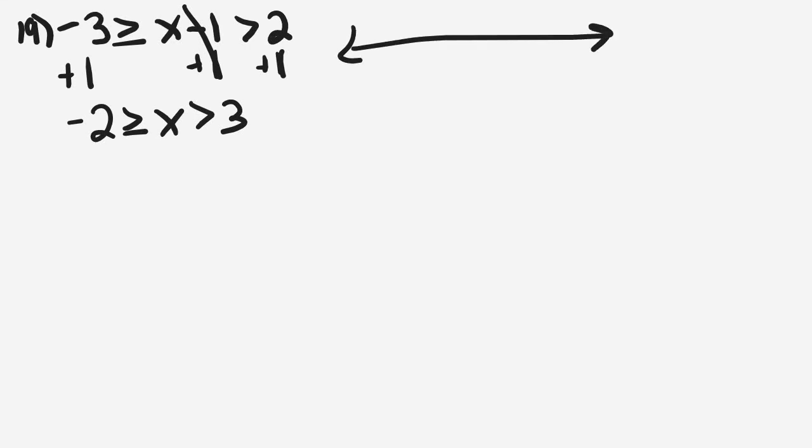All right, we're going to graph that. Remember, x is in between -2 and 3, so that's exactly how we're going to draw it. Negative 2 as a solid circle. There's that little line on the bottom. And 3 is an open circle. And then we want the space in between. And that's it.